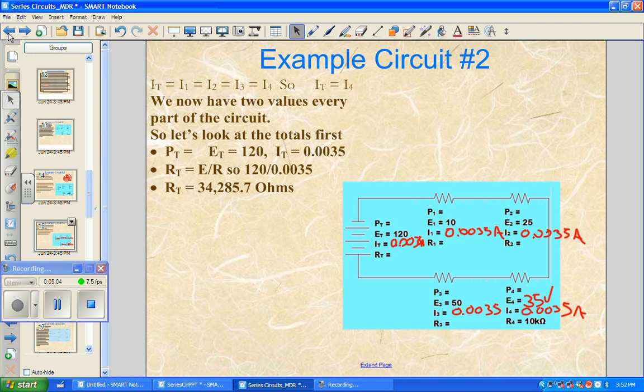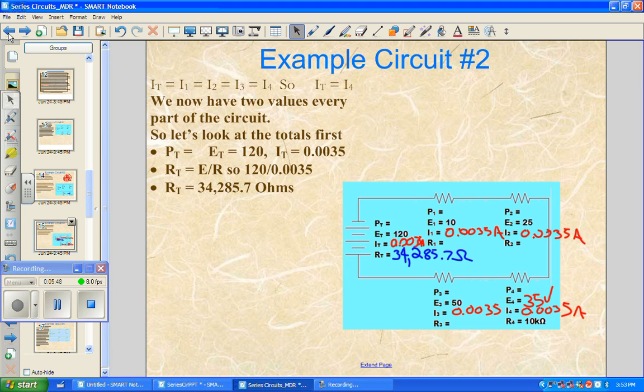So, let's see. Oh, we went and found the totals. We could go over and find the total. We want to divide 120 by 0.0035. And that'll give us 34,285.7 ohms, right? We wouldn't write that as a total either, would we? We'd write 34.285 or somewhere around there K ohms. So 34,285.7 ohms. Okay.